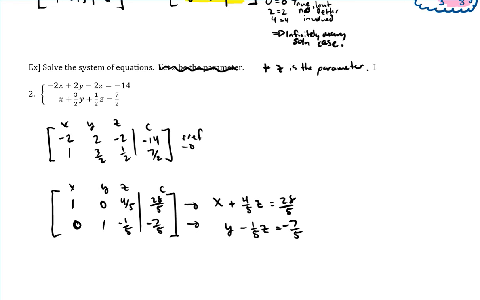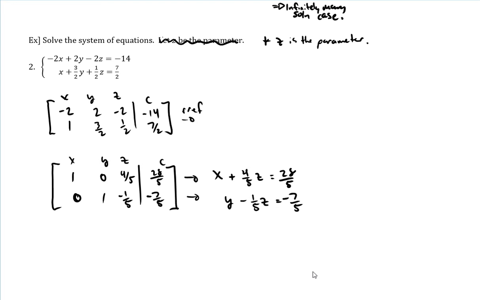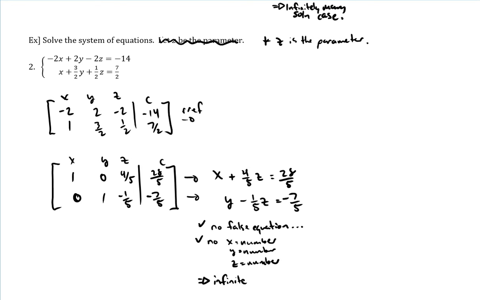There's nothing in it that is false, so no false equation. But it also didn't solve for x by itself. We also don't have x equals just a number, or y equals just a number, or z equals just a number. So we don't have that either. But because we don't have any false equation and because we don't have this, that is still going to be the infinitely many solutions case.